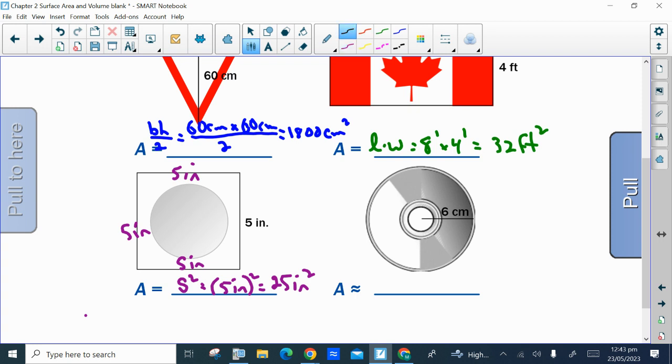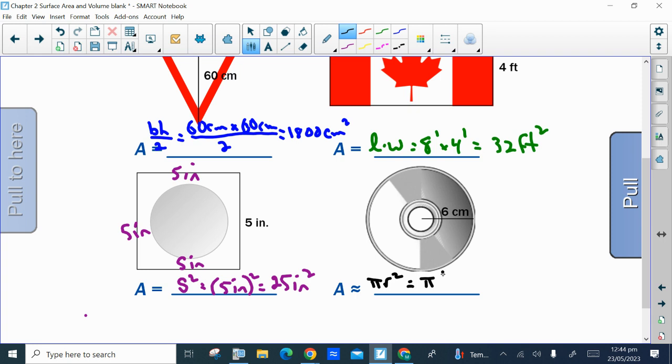The last one is a circle, and the formula for area of a circle is pi r squared. The reason they use the approximately equals symbol there is because, again, pi is an irrational number. We're going to get an answer that's a non-repeating, non-terminating decimal. We're going to have to round it, and that's why it's an approximate. So again, pi is a constant, the value that never changes.